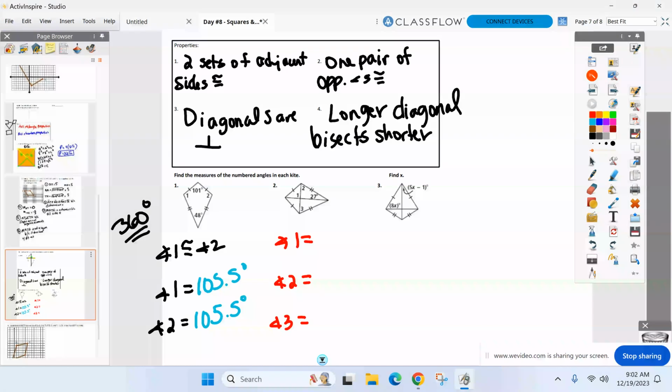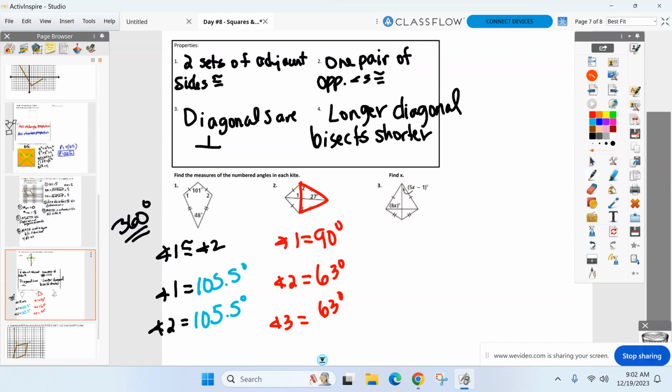For number 2, angle 1 should have been 90, no big deal, diagonals are perpendicular. Angle 2 and angle 3 are congruent because, again, you form an isosceles triangle up top, and across from the congruent sides are angles 2 and 3, congruent angles, which should have been 63 degrees. Okay, 63 and 63.